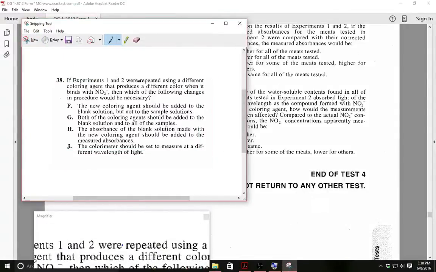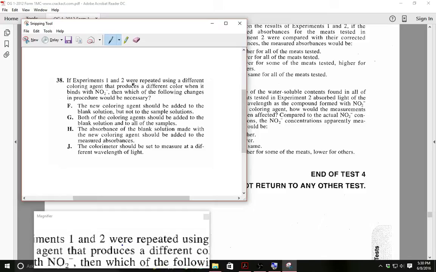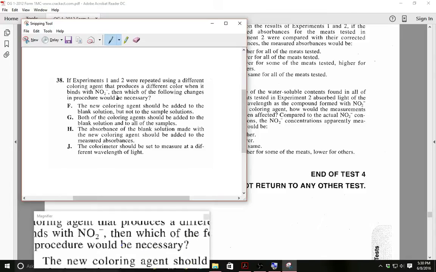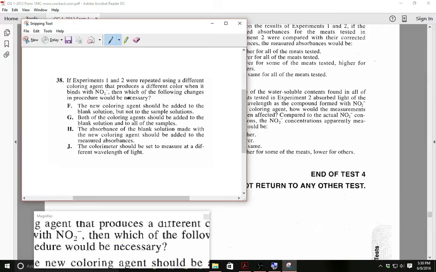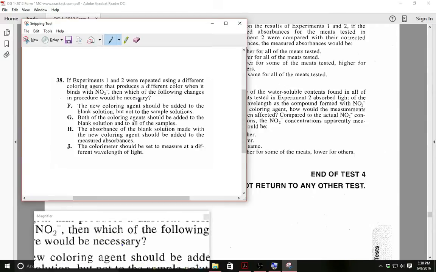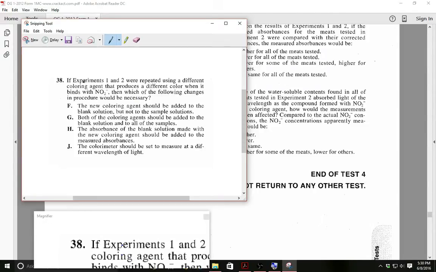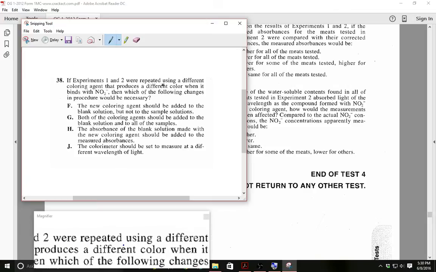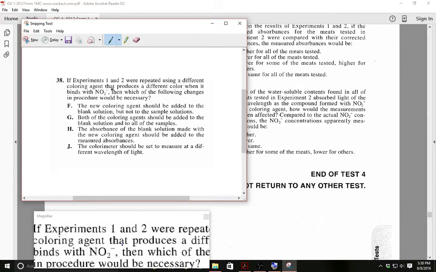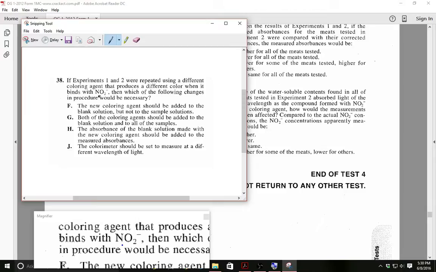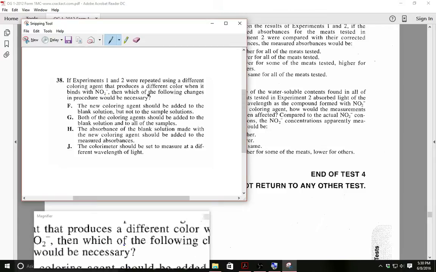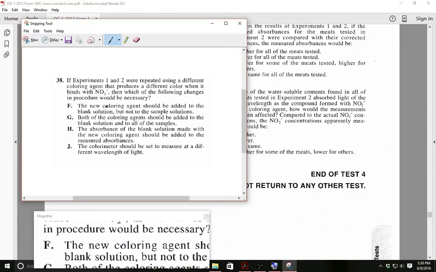If experiments 1 and 2 are repeated using a different coloring agent that produces a different color when it binds with nitrite, then which of the following changes in procedure would be necessary? Let's repeat that. If experiments 1 and 2 were repeated using a different coloring agent that produces a different color when it binds with nitrite, which of the following changes in the procedure would be necessary?